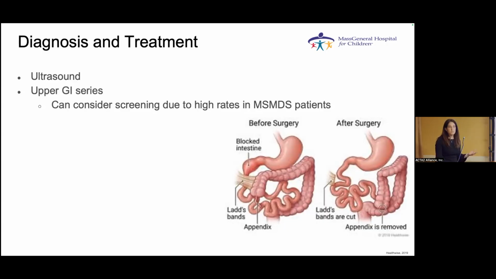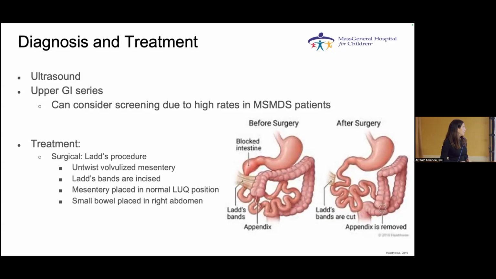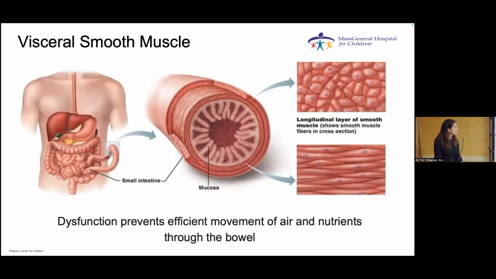Should patients who have any form of vomiting, particularly with MSMDS, have an upper GI series? That could be reasonable. The treatment is something called a Ladd procedure, which I'm not going to go into detail about, but essentially these bands are cut, the small intestine is rotated appropriately and placed back into the abdominal cavity, preventing the further symptoms. So that's something we always think about in our younger patients, particularly those presenting with any type of vomiting.